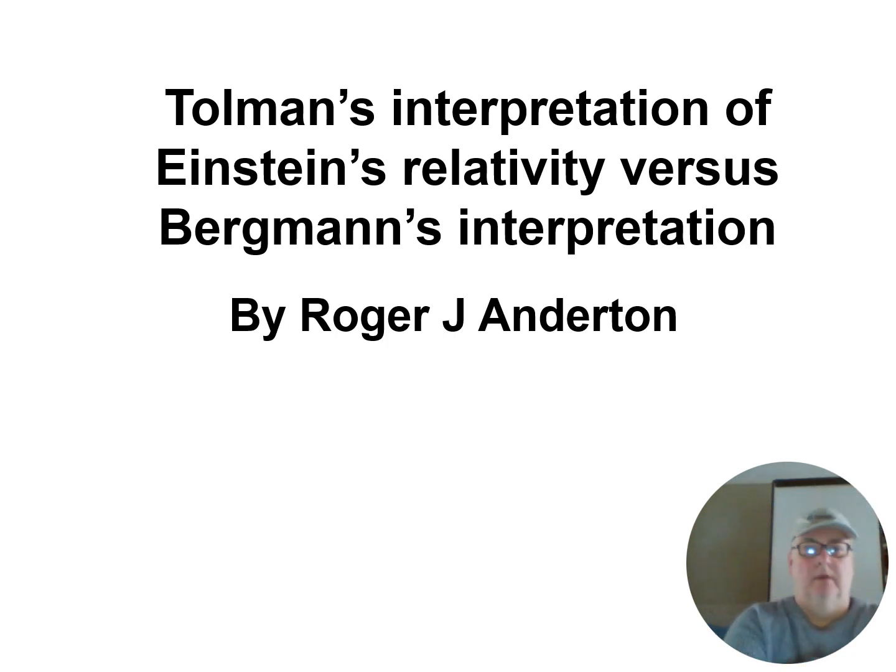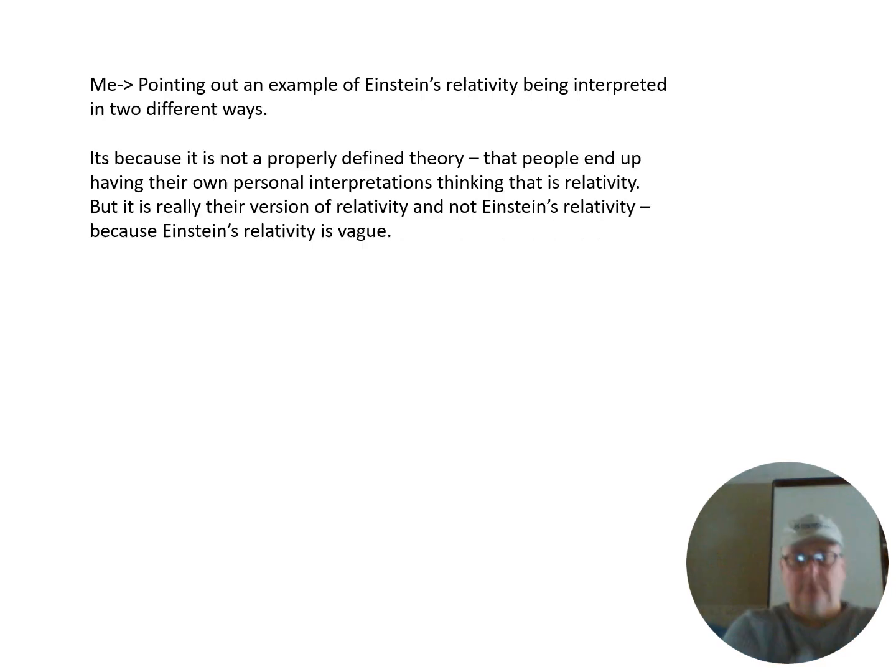So here we go again, and this talk is called Tolman's interpretation of Einstein's relativity versus Bergmann's interpretation. I'm going to point out an example of Einstein's relativity being interpreted in two different ways. It's because Einstein's relativity is not a properly defined theory that people end up having their own personal interpretations, thinking that is relativity, but it is really their version of relativity and not Einstein's relativity, because Einstein's relativity is vague.